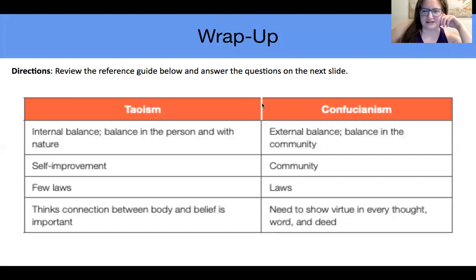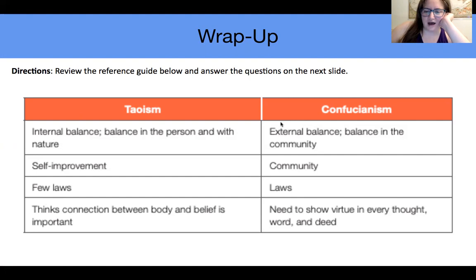This is a reference guide. So we have some beliefs from Taoism and some beliefs from Confucianism. For Taoism, we have internal balance, or balance in the person and with nature, self-improvement, few laws, and the idea that the connection between body and belief is important.